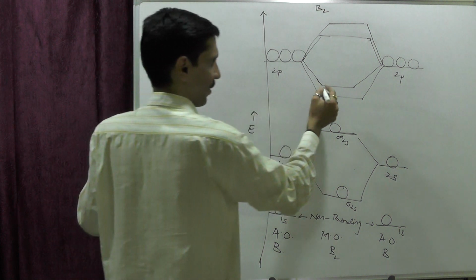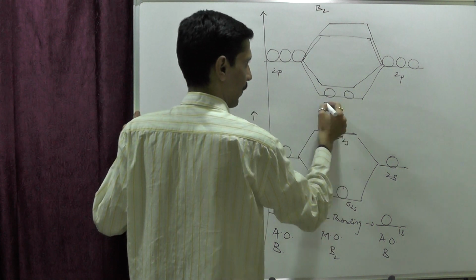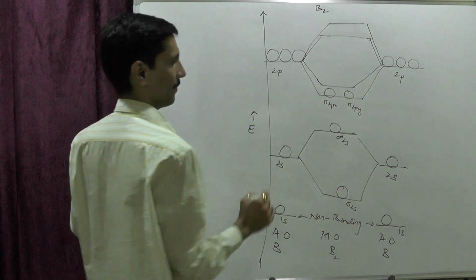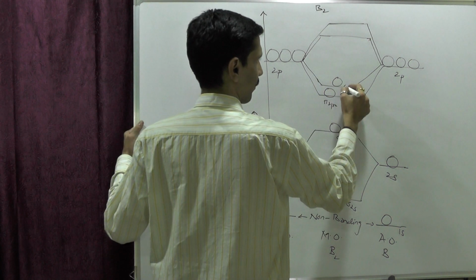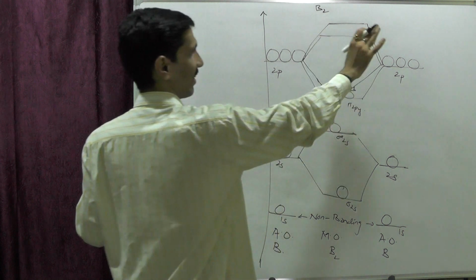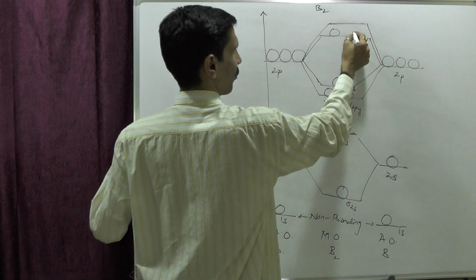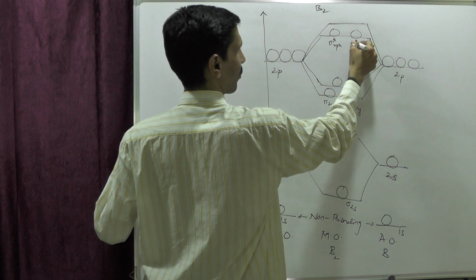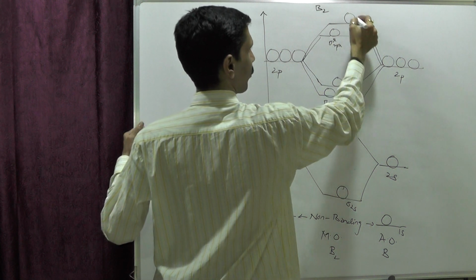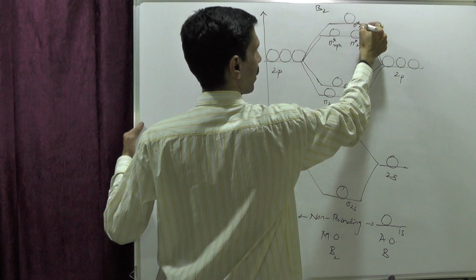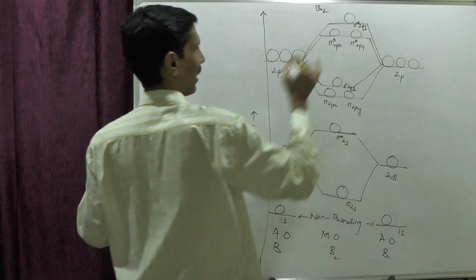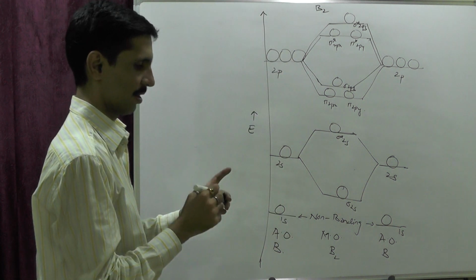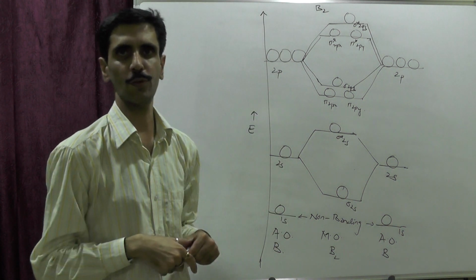Yeah, right? Okay, तो यहाँ पे क्या आएगा, pi 2px and pi 2py, flip करना याद है ना, and this will be sigma 2pz. No change as far as the anti-bonding is concerned, so it will be pi star 2px, pi star 2py, and this will be sigma star 2pz. No change in the levels. So this is, my dear friends, the structure of the molecular orbital diagram of boron molecule.